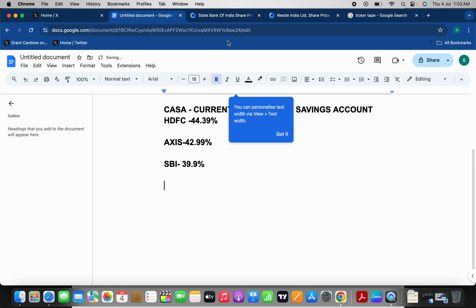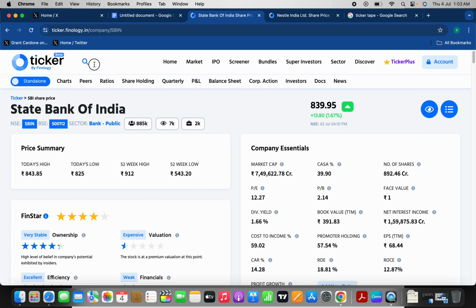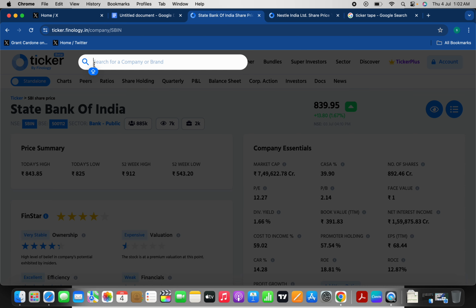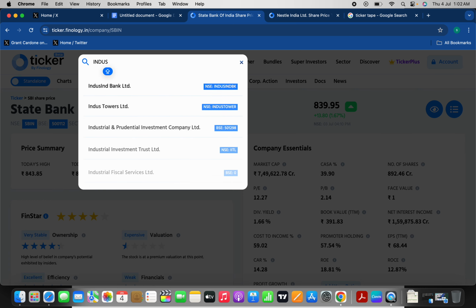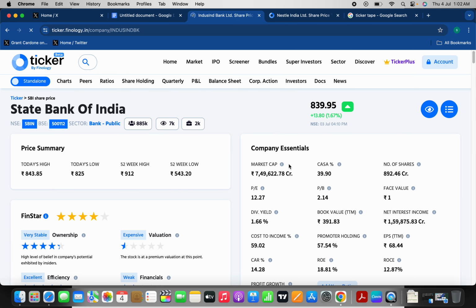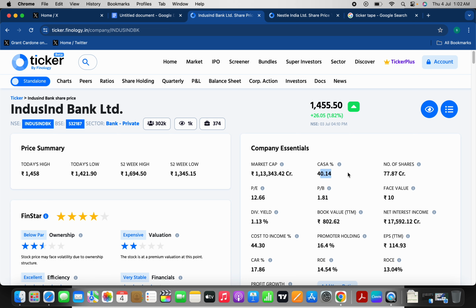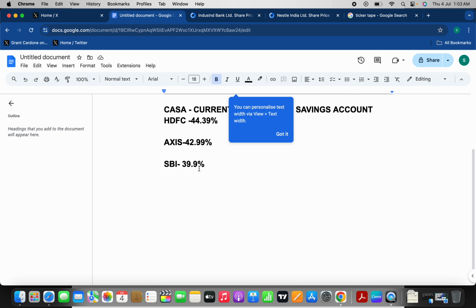Any other banks? You can search it on your internet, IndusInd Bank. IndusInd Bank has how much? CASA percentage 40.14. See, IndusInd Bank, 40.14%.